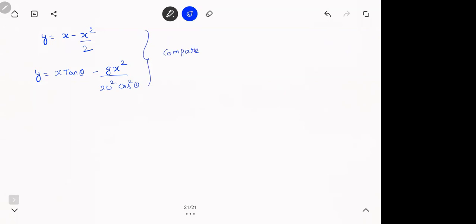When you compare these two equations, what is the x ka coefficient? The x ka coefficient is tan theta, and here the x ka coefficient is 1. So tan theta is 1. So just compare the coefficients. So I know theta is 45. And then what is the x square ka coefficient? g by 2 u square cos square theta, which is half. Getting it? You simply compare both the equations, the x coefficient and the x square coefficient.